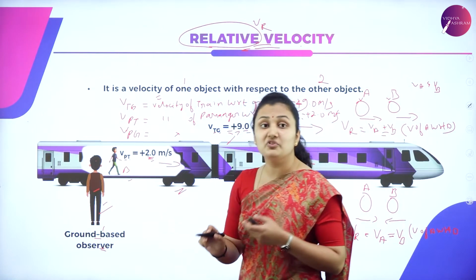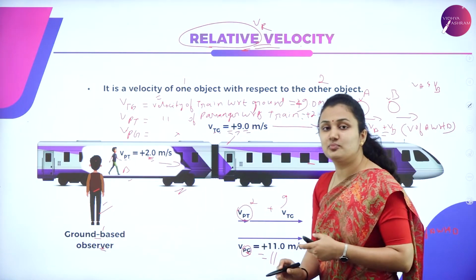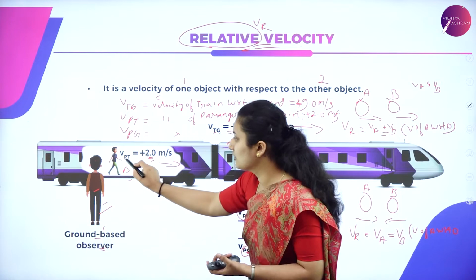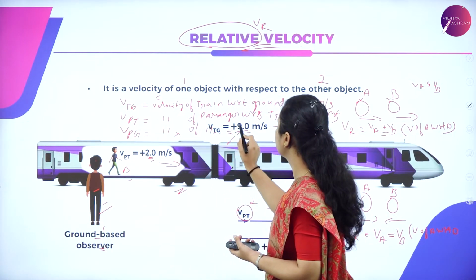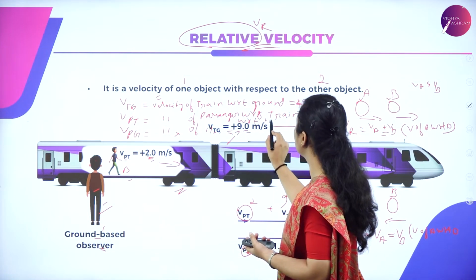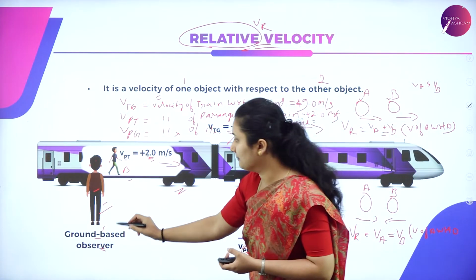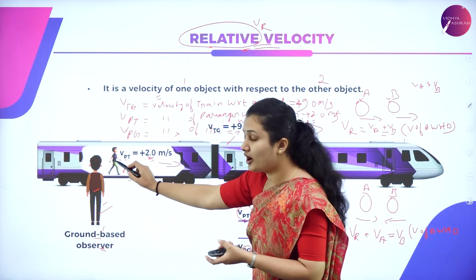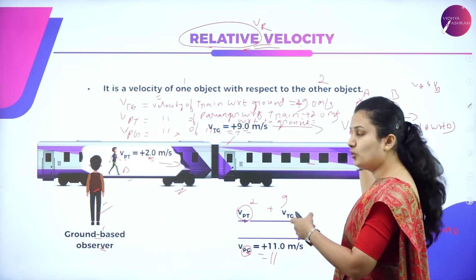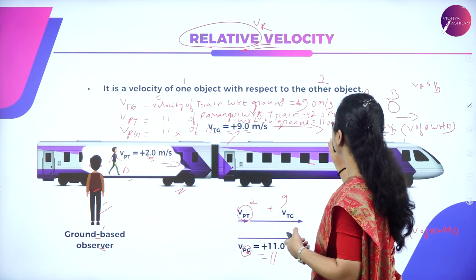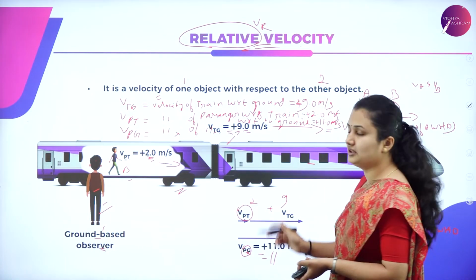Then what is this VPG? This is the velocity of passenger with respect to ground. How he is observing the velocity. So, this is velocity of passenger with respect to ground. So, for him it will be velocity of boy moving in the train plus the velocity of the moving train. It will be 11 meter per second, plus 11 because they are moving in the same direction. So, 11 meter per second.